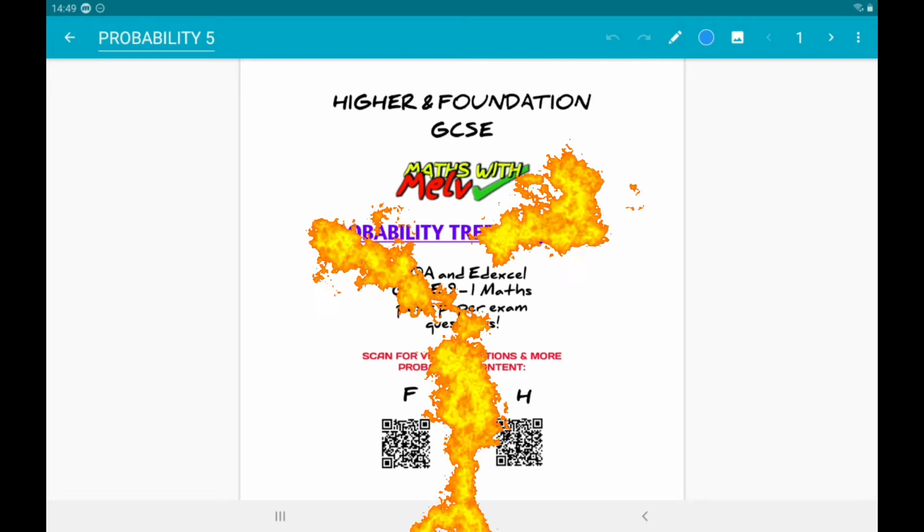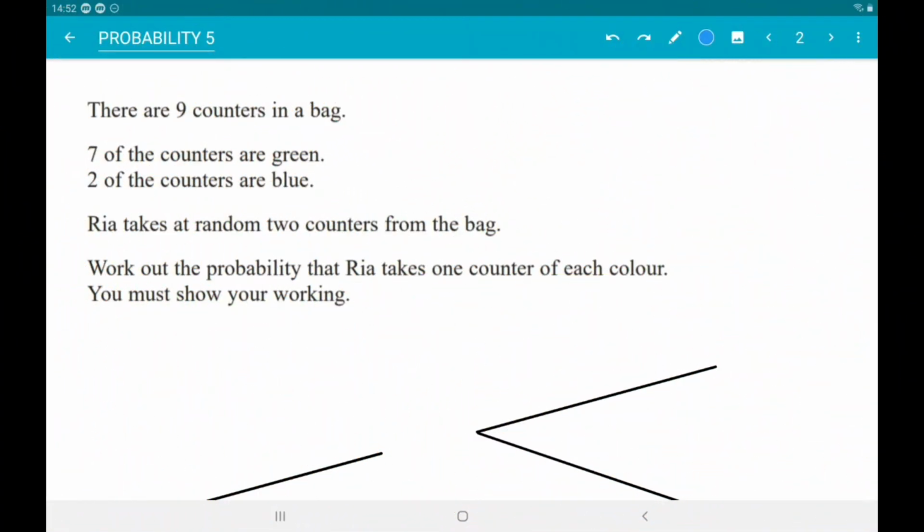Let's go. Number 1. There are 9 counters in a bag. 7 are green, 2 are blue. Rita takes at random 2 counters from the bag. Work out the probability she takes 1 of each colour.